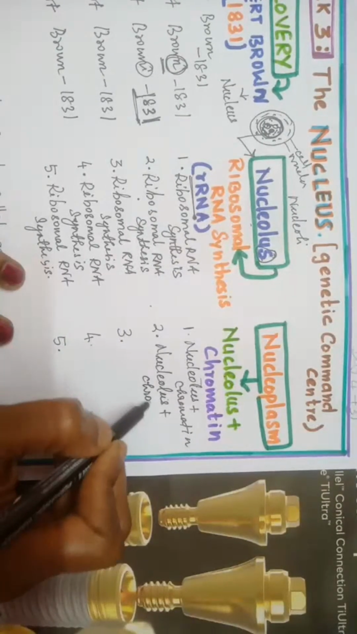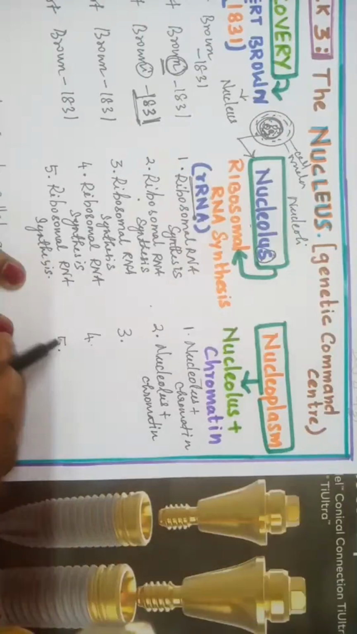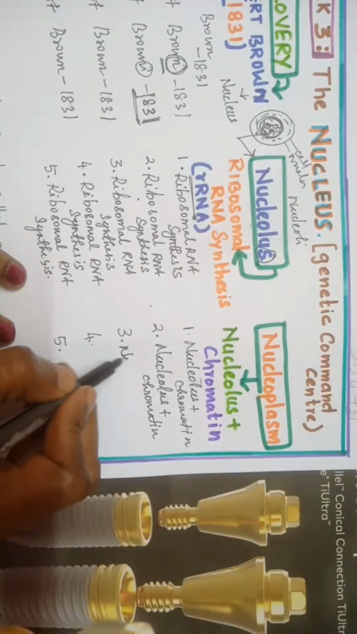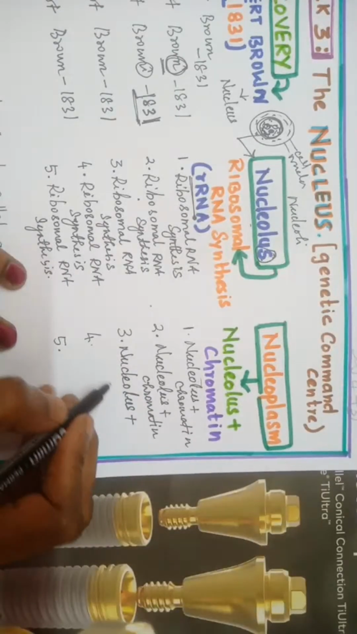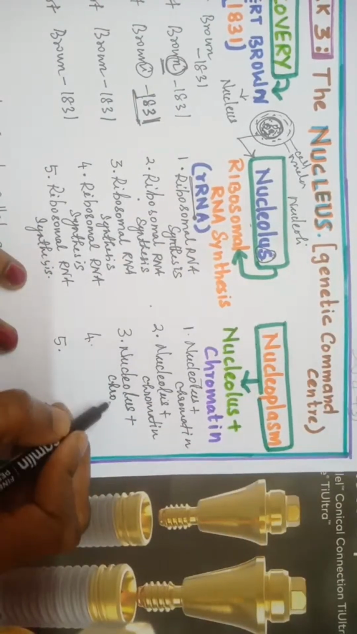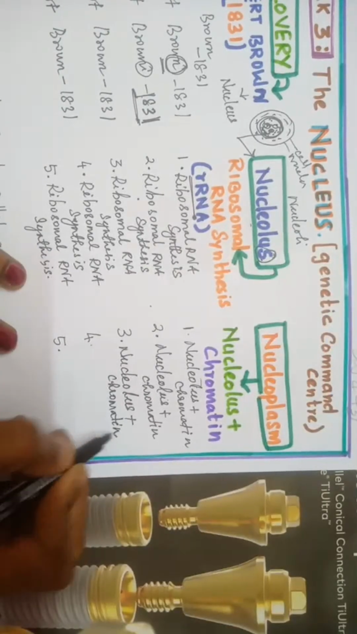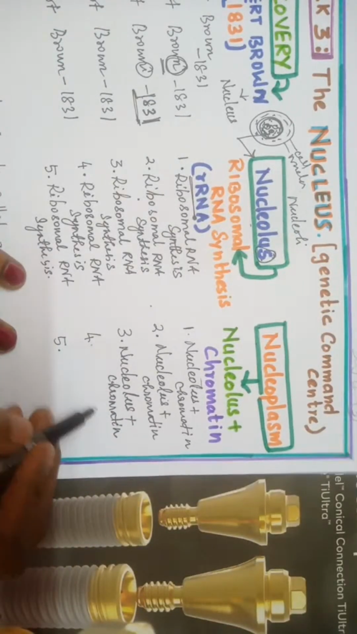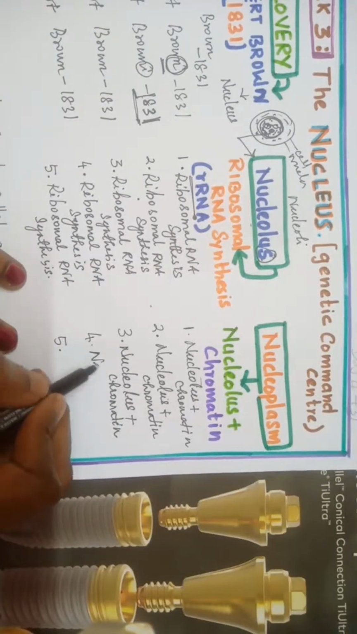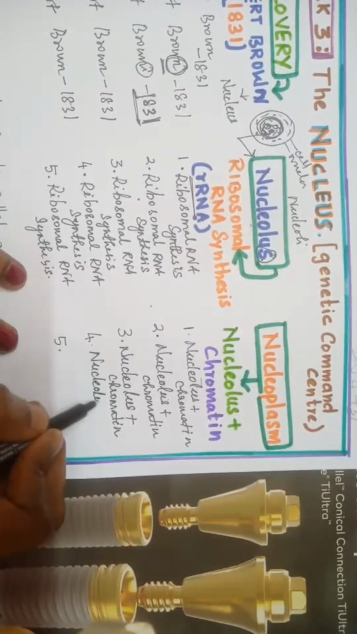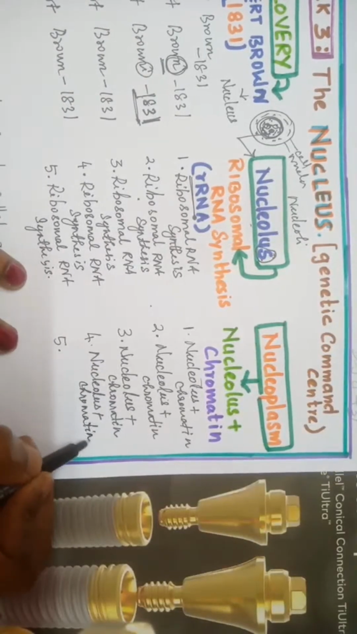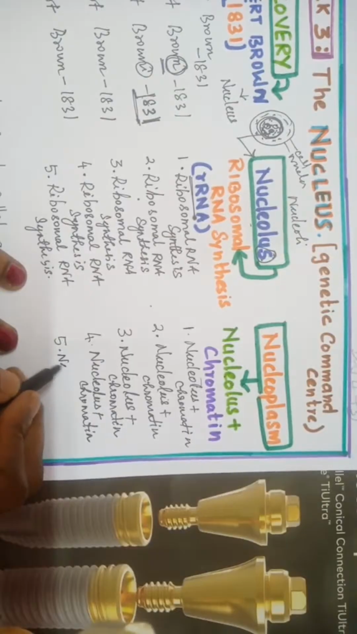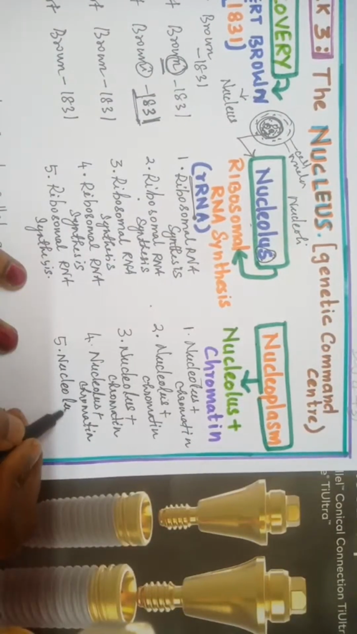If you don't understand, don't bother about it. You start writing the code words. During the class, we'll see it in detail. Because it's a short live, I'm focusing only on the code words. Nucleoplasm contains nucleolus and chromatin.